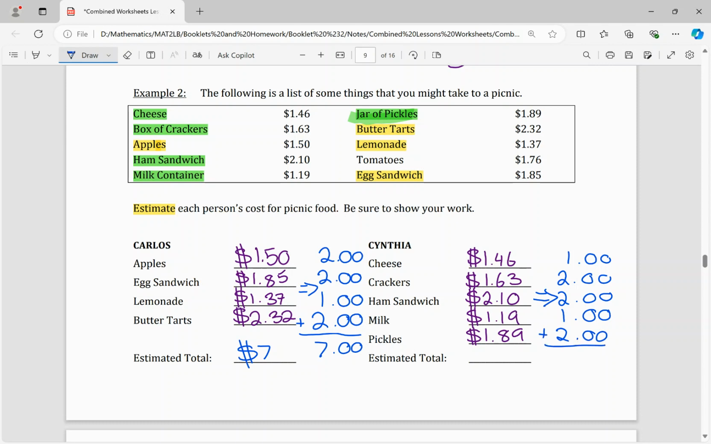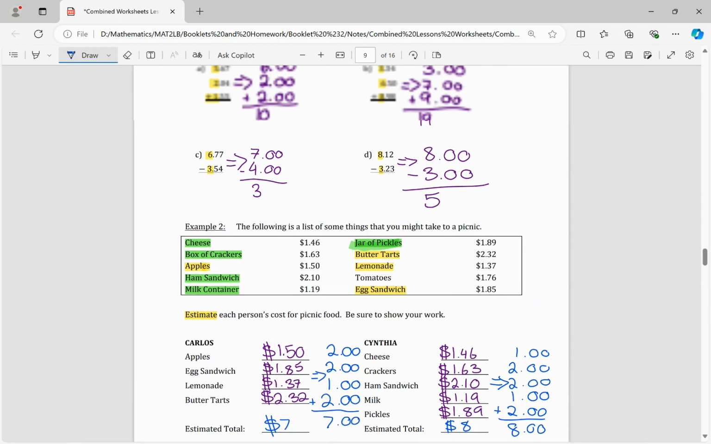We want the total, the estimated total for how much Cynthia is spending. So we add up all of these numbers that we've rounded. 1 plus 2 is 3, plus 2 is 5, plus 1 is 6, plus 2 is 8. So we estimate that Cynthia is spending around $8 on the picnic. And that's it.